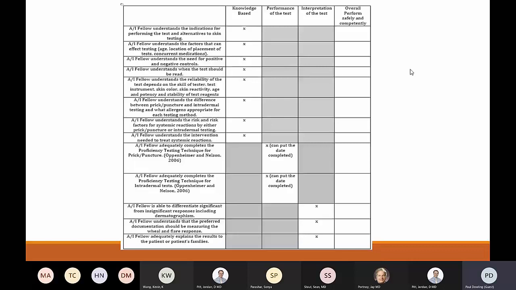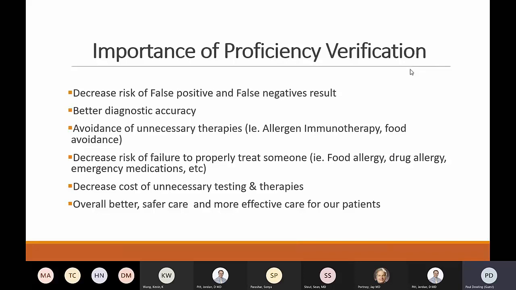The importance of proficiency verification: it decreases the risk of false positive and false negative results, gives better diagnostic accuracy, avoids unnecessary therapies like allergen immunotherapy or food avoidance, and decreases the risk of failure to properly treat someone, such as someone who really had a food allergy or drug allergy or needed emergency medications. It also decreases cost of unnecessary testing and therapy, and leads to safer and more effective care for our patients.